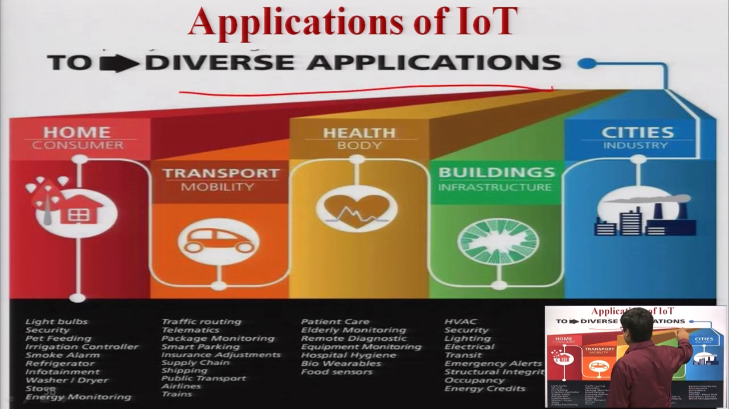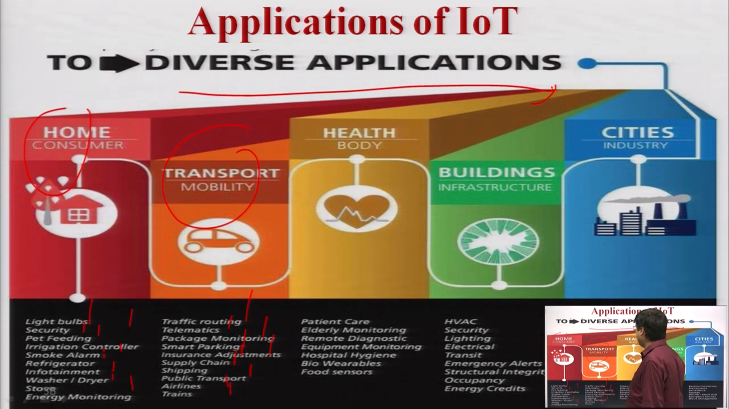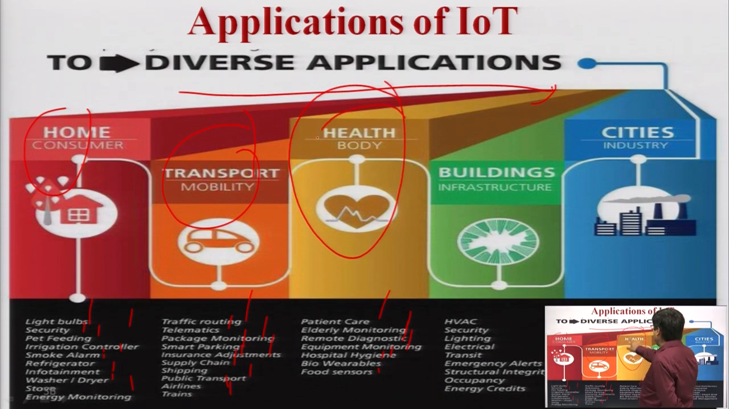So, two diverse applications. Home consumer: smart light, security, pet feeding, irrigation controller, smoke alarm, refrigerator, smart washer, dryer, infotainment, energy monitoring, smart stove, all are using IoT devices. Transport and mobility: traffic routing, telematics, package monitoring, smart parking, insurance adjustment, supply chain, shipping, public transport, airlines, trains, all can deploy it. In health: patient care monitoring, elderly monitoring, remote diagnostics, equipment monitoring, hospital hygiene, bio-variables, food sensors, all can use IoT. So, we can use it in healthcare.